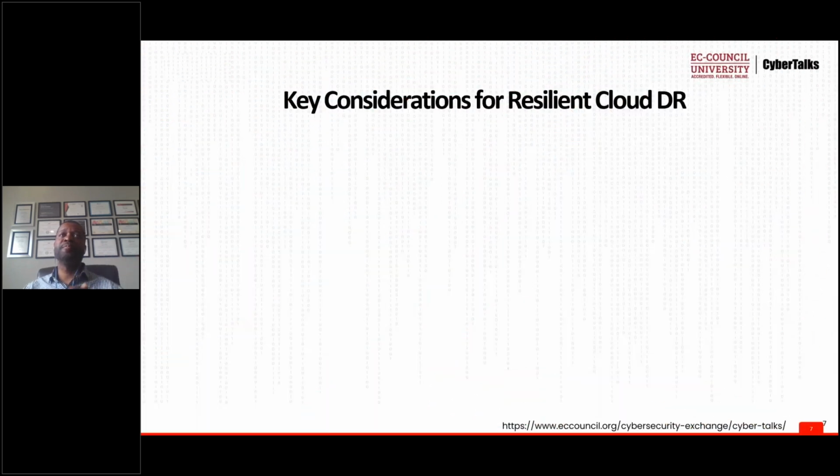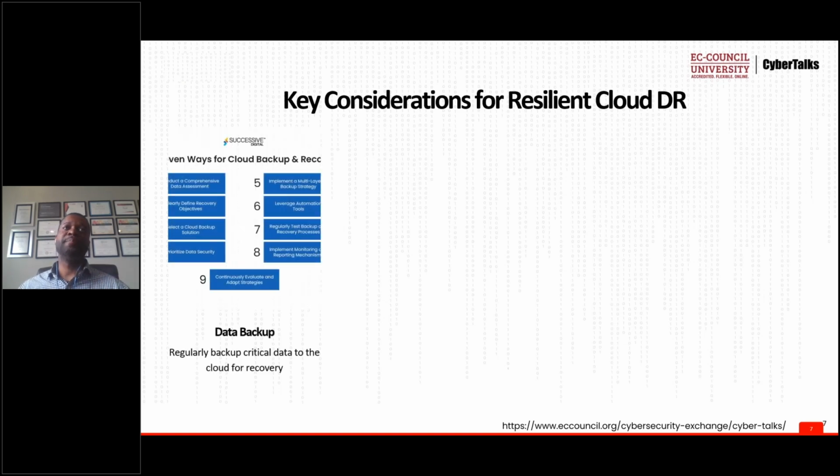So let's shift from the why to the how: the core building blocks of resilient cloud disaster recovery. Now, these considerations are essential for ensuring your DR strategy doesn't just exist, but actually performs under pressure. It all starts with data backup. If your data isn't securely backed up regularly and tested, nothing else matters. Cloud-based backup provides the redundancy and the availability needed to restore operations when things go wrong.